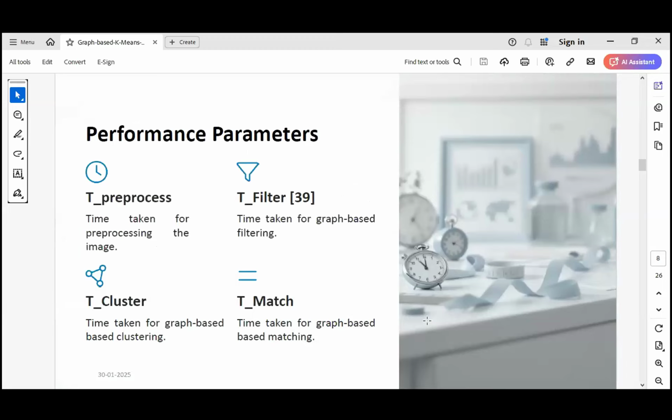We have already worked on and published these filtering approaches. We are not going to discuss the filtering approach in this paper, but there is another parameter called t filter, which is the database filtering time. In this paper, we are going to discuss pre-processing time, clustering time, and matching time only.